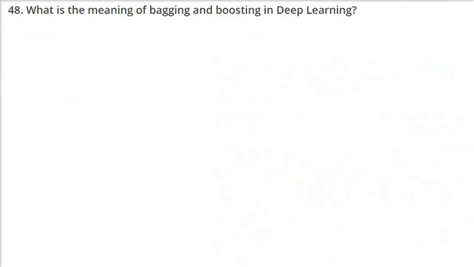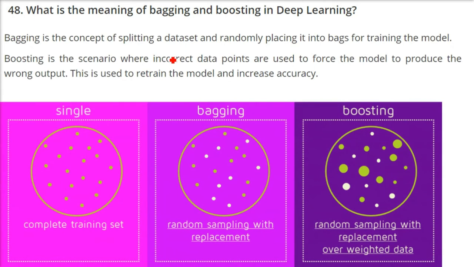What is the meaning of bagging and boosting in deep learning? Bagging, boosting. So just understand that we have a data set. We are splitting the data set and now we are placing it into certain bags, imaginary bags, randomly for training the model. So this is the bagging. Just relate it with the bags. So take the data, split it and place them in certain bags, randomly placing it into the bags. So this is bagging. This is for training the model.